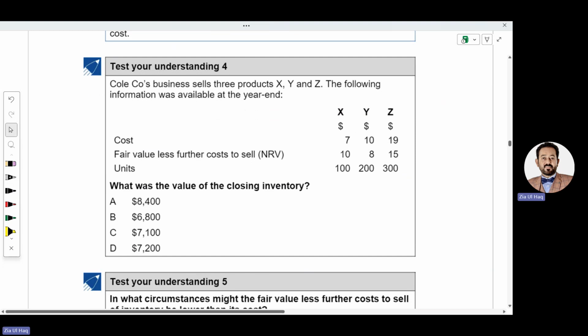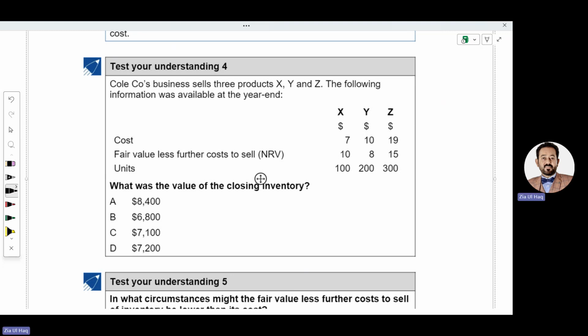Test your understanding 4. A company's business sells three products X, Y, Z. The following information was available at the year end. The cost of X is 7, while fair value less further cost to sell, meaning NRV, is 10, and the business is having 100 units of X.